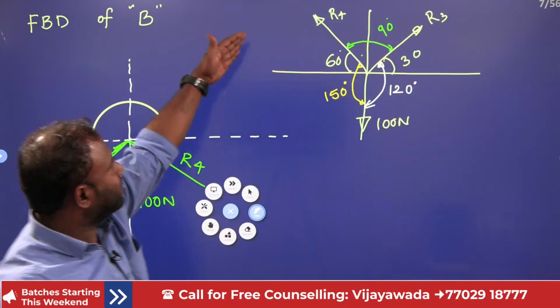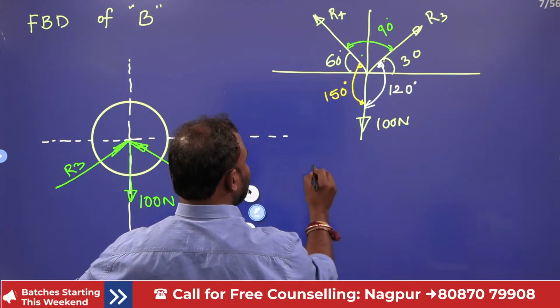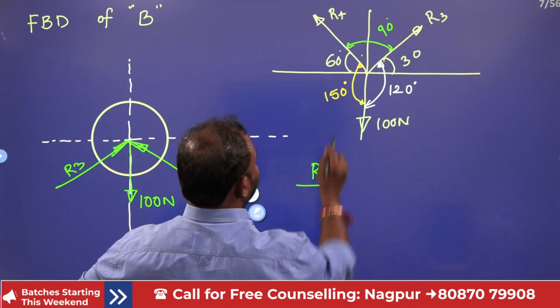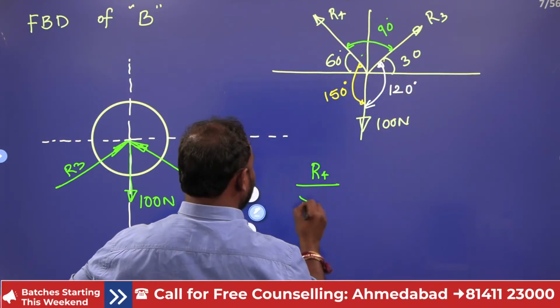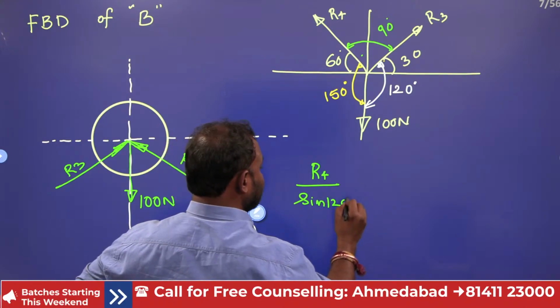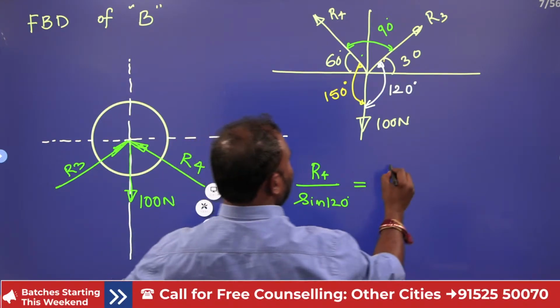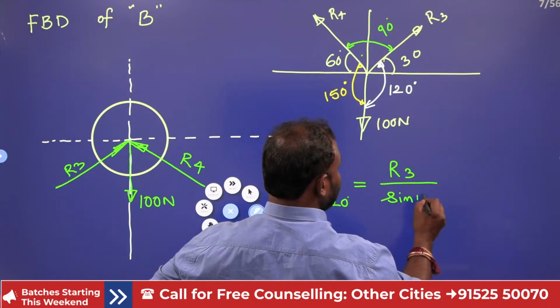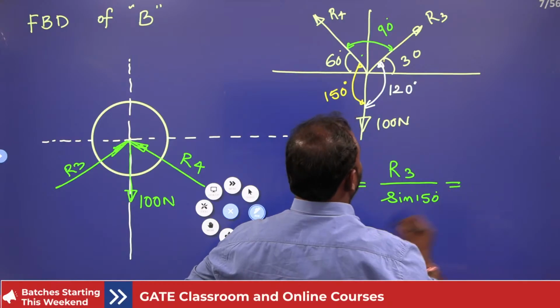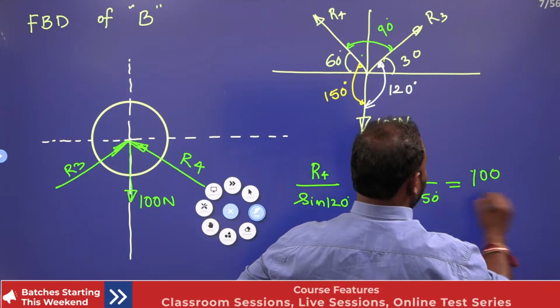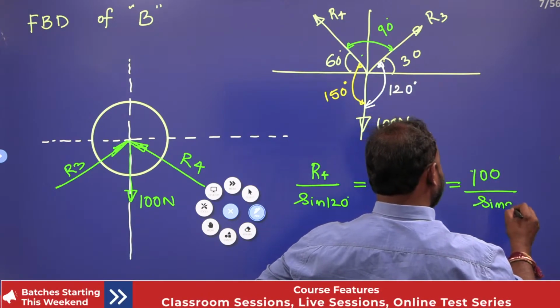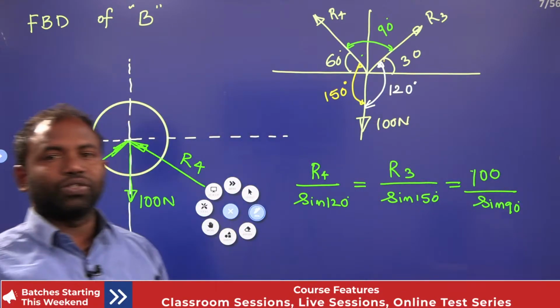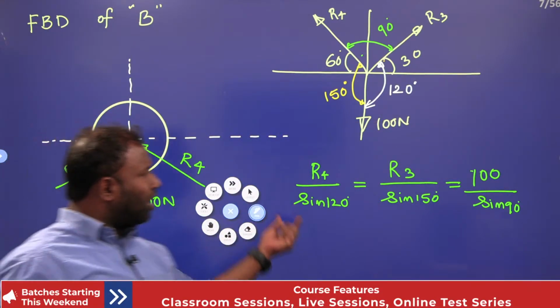How can we write, right? First is R4 divided by sine 120 equal to R3 divided by sine 150, equal to 100 divided by sine 90. This is Lami's theorem, right? We require R3 and R4.